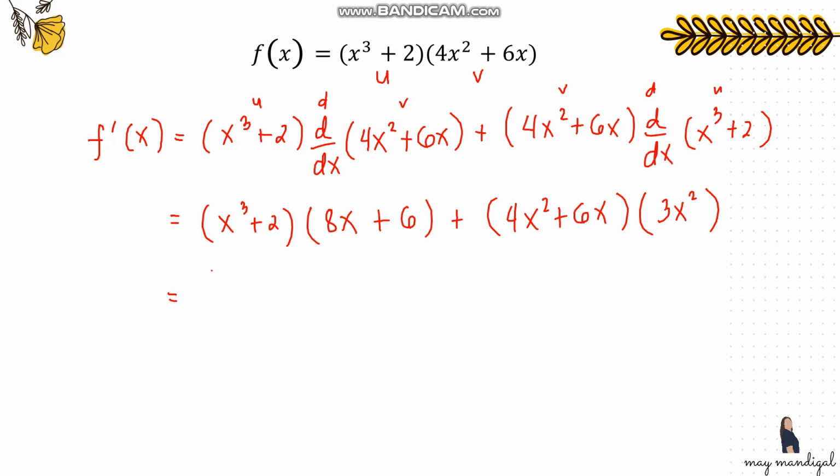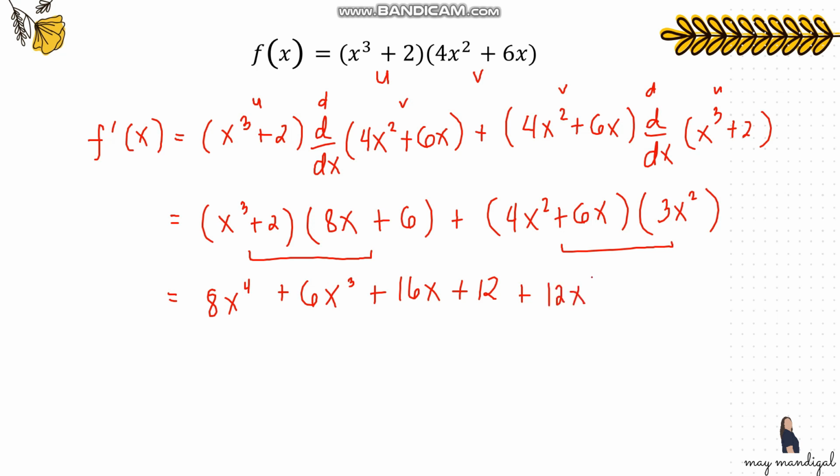After you get the derivatives, the next thing you have to do is multiply the terms. So let's multiply this first. That will give us 8x raised to 4 plus 6x cubed plus 16x plus 12. Again, all you have to do is multiply, so you can apply the FOIL method. Plus, and then do the same thing for the other pair. So we have here 12x raised to 4 plus 18x cubed.